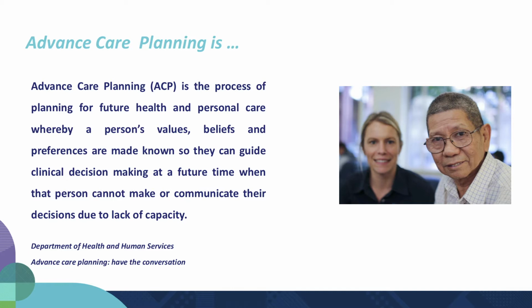Advanced care planning is a process, and I think process is a really important word. It's not a one-off thing, it's an iterative process that we build on over time. It's a process of planning for future healthcare and personal care, whereby the person makes their values, beliefs and preferences known, so that if there comes a time when they can no longer make or communicate their own decisions due to a lack of capacity, there is a guide for the health professionals who are caring for them and for their loved ones about what they would want in that situation.